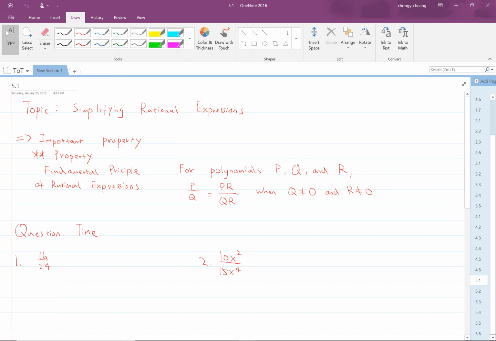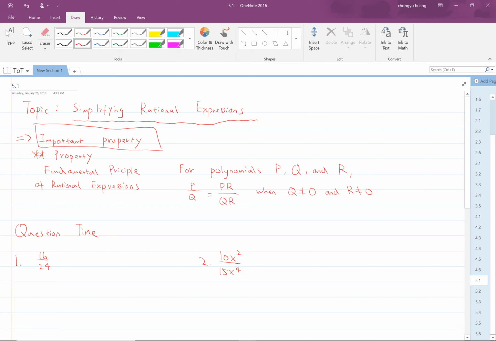Okay, so hello guys. Today our topic will be simplifying rational expressions. We're going to simplify some rational expressions. Before we actually do any questions, let's take a look at the important property first. There's only one really important property for this topic.